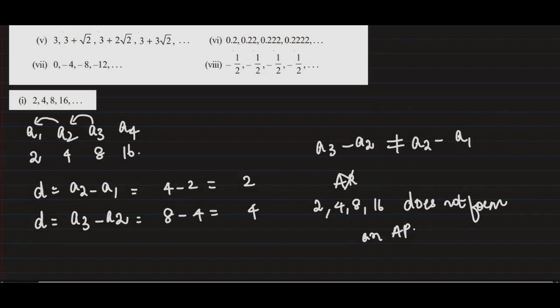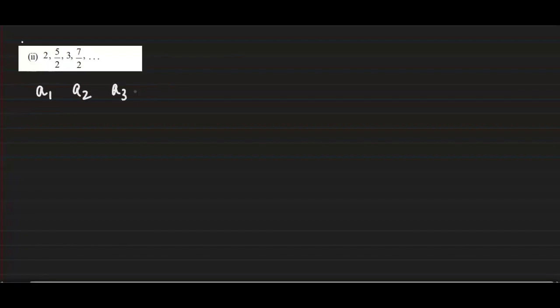Okay, next question. The next question is 2, 5 by 2, 3, and 7 over 2. For this one, the first term is 2. Let's find the common difference. So A1, A2, A3, and A4 are 2, 5 over 2, then 3, then 7 over 2. The D value should be the same if it forms an AP.